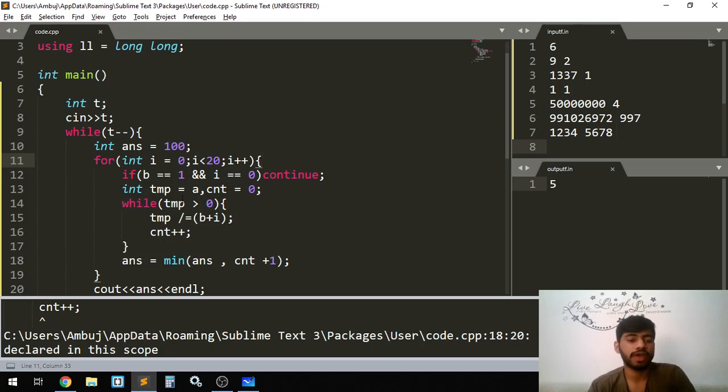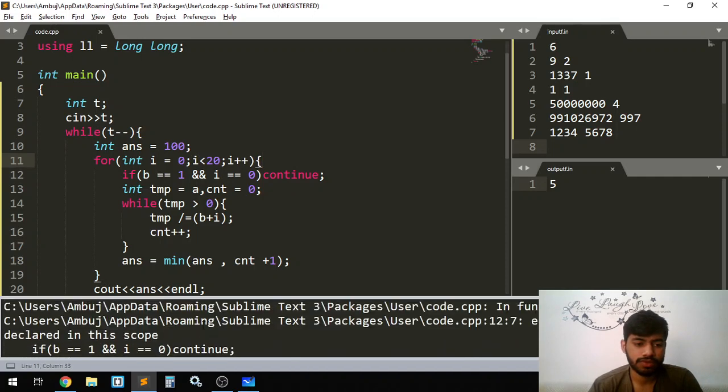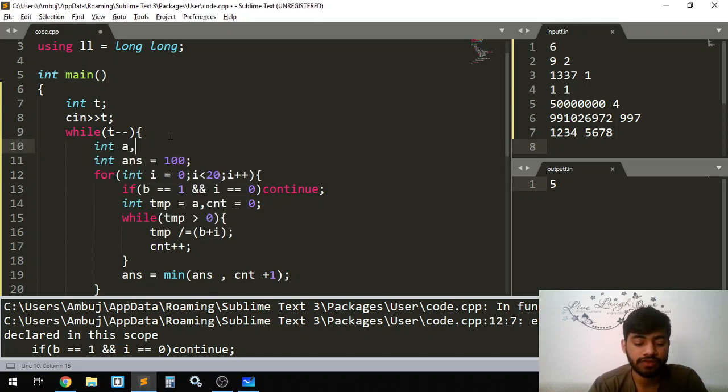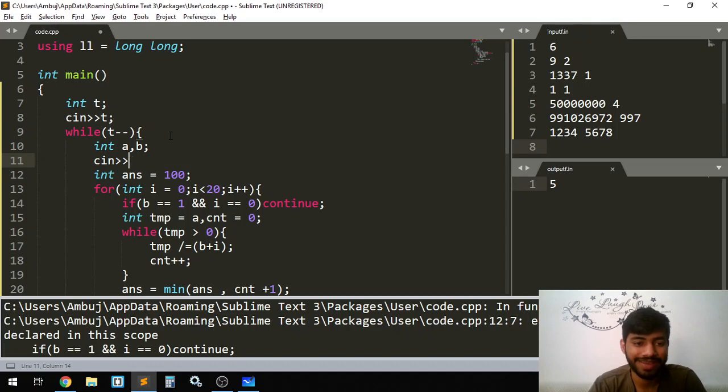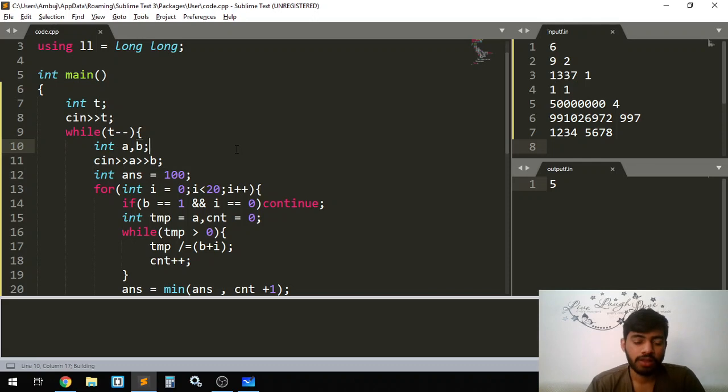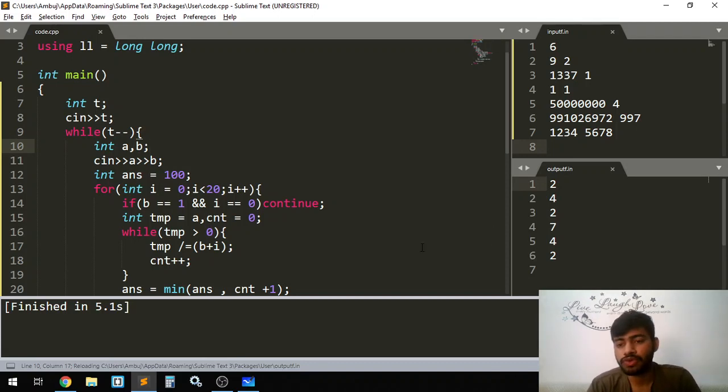Count equals 0, and while temp is greater than 0, this is okay, and the answer is this. And the error says b was not declared. Oh, sorry, I just forgot to take the input of a and b. Let's try again. So now our a and b are there. I check for the answer b, then temp equals a, and it says 242742. So it's not the correct answer.